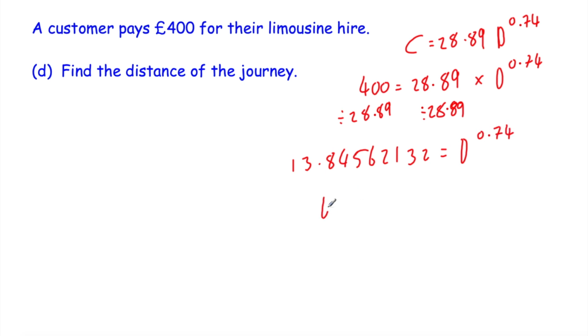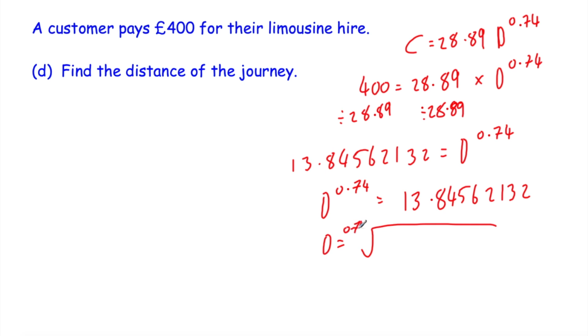I'm just going to turn this around: d, the distance, to the power of 0.74 is equal to 13.84562132. And now we want to solve this to figure out what d is, the distance of the journey. At this point we can use a couple of approaches. One approach is to work out the 0.74th root of 13.84 and so on. So d would be equal to the 0.74th root of 13.8456 and so on.